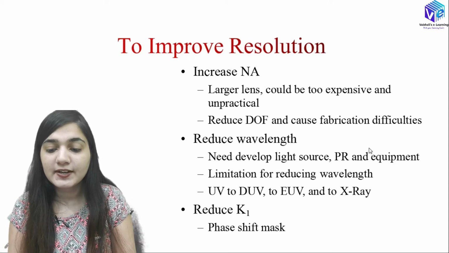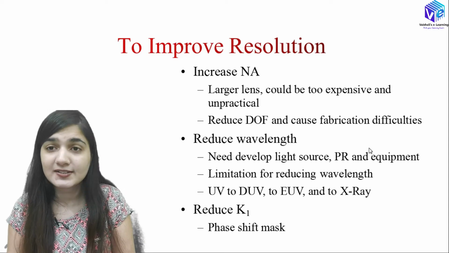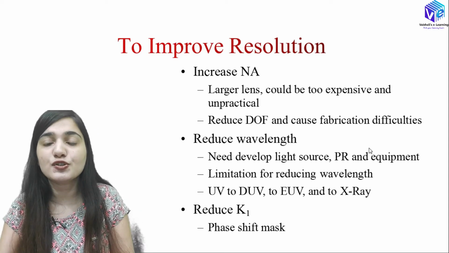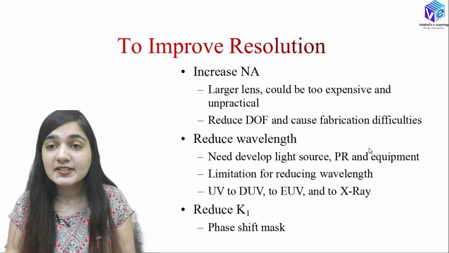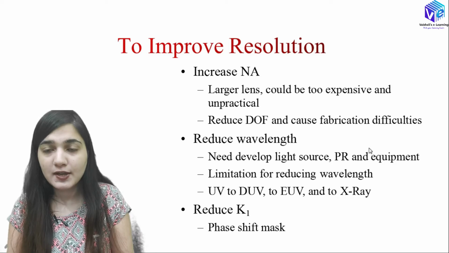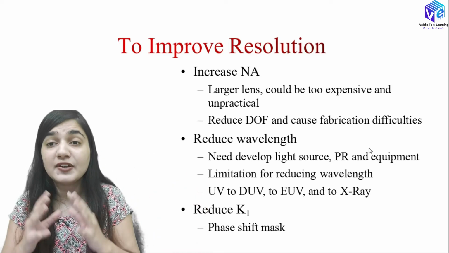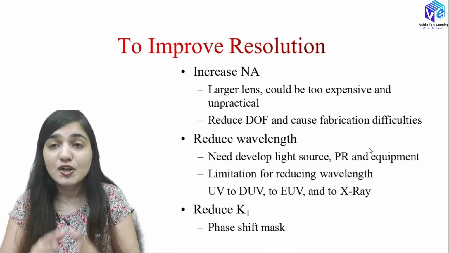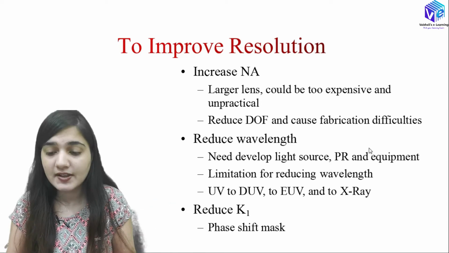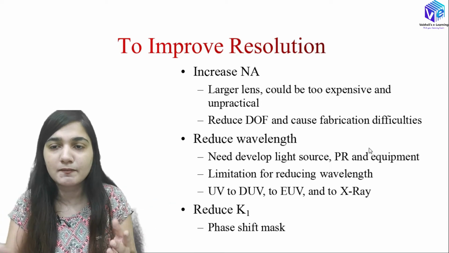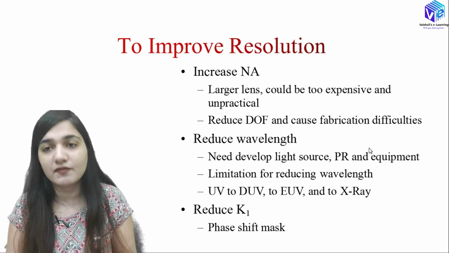Okay, so now coming to the reduction in wavelength. If I change the wavelength, I should change the light source. Different light sources have different wavelengths, so I must have a different kind of light source. I must have a different kind of photoresist, which is sensitive to this kind of wavelength. So now I can have different types of equipment also. If I change the wavelength, I will be changing all of the things: light source, photoresist, equipment, all of them must be changed. So there is a limitation for reducing the wavelength also.